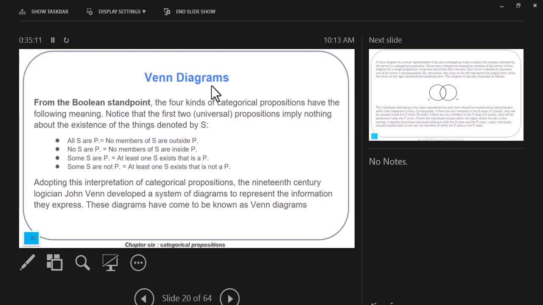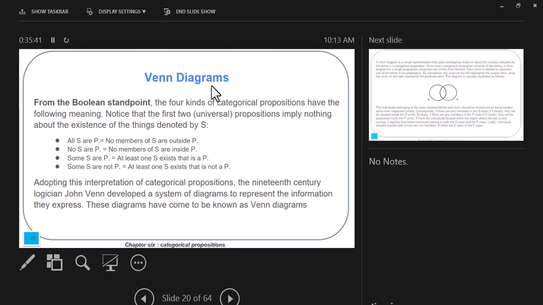Some S are P, at least one S exists that is a P, is represented by putting an X inside the common region. Some S are not P, at least one S exists that is not a P, is represented by putting an X inside the subject class which is not included in the predicate class. Adopting this interpretation of categorical propositions, the 19th century logician John Venn developed a system of diagrams to represent the information they express. These diagrams have come to be known as Venn diagrams.